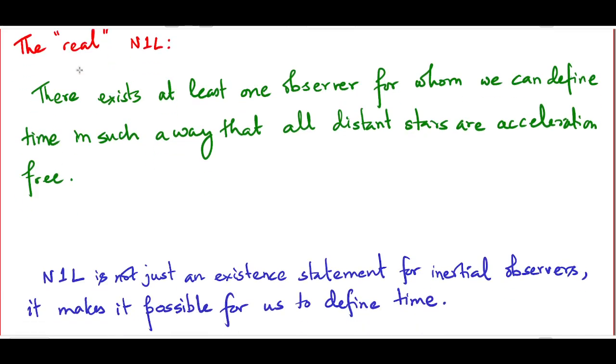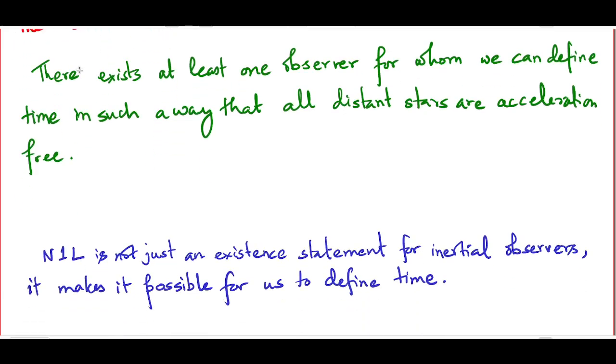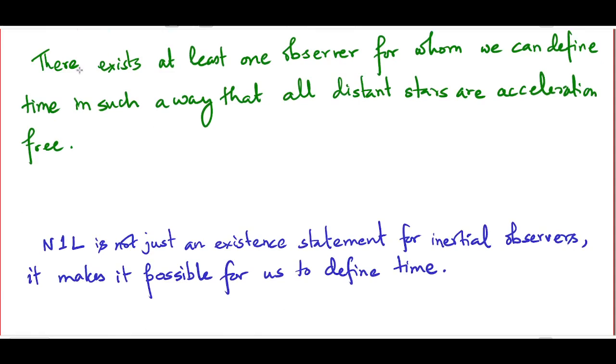In other words, Newton's first law is not just an existence statement for inertial observers. It actually goes a lot deeper than that. It makes it possible for us to define a time for that observer. And of course, once we have defined time for one inertial observer, we already know how time has to be defined for all other inertial observers. But what is important is that Newton's first law guarantees for you that such a definition of time is at all possible.